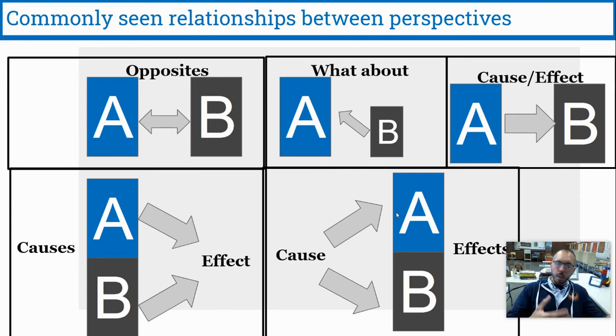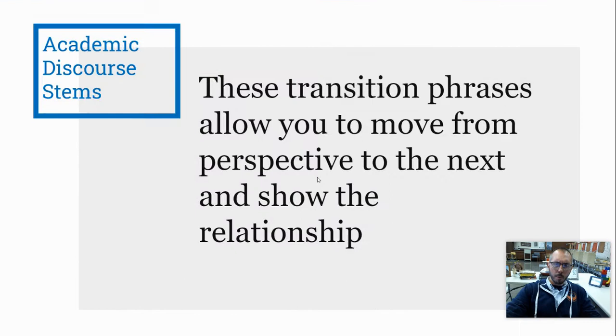So I want you to think they're not going to all be exactly in one of these categories, but I think these are the most commonly seen relationships, with opposites being the most common, and maybe the what about being second most common, at least I encounter in my research. And so what we have done for you is compile a list of academic discourse stems that you can use. Now, what are these? These are transition phrases that allow you to move from one perspective to the next to show the relationship between your two perspectives.